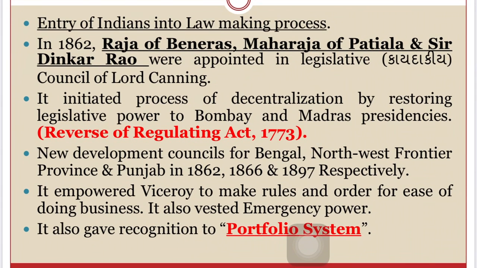So new legislative councils were created for Bengal, the Northwest Frontier Province and Punjab: 1862 for Bengal, 1866 for the Northwest Frontier Provinces, and 1897 for Punjab. It also empowered the Viceroy to make rules and orders for the easy transaction of business. It also gave recognition to the portfolio system.